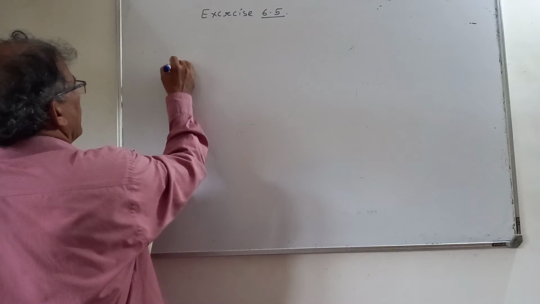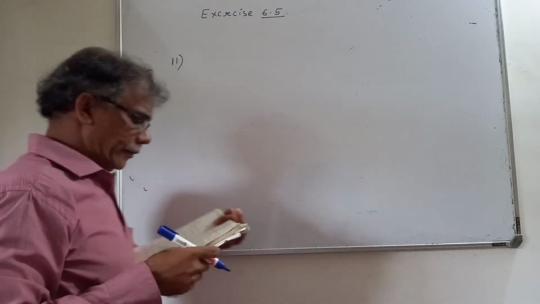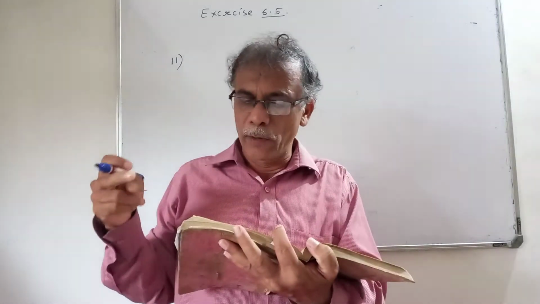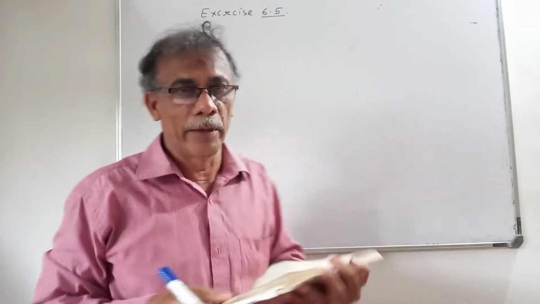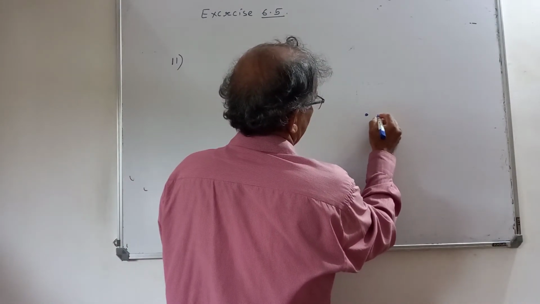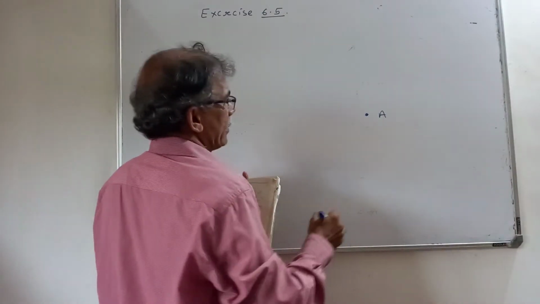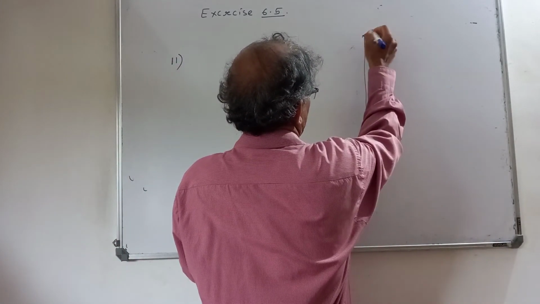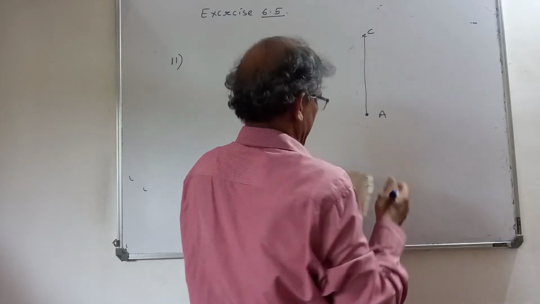Now see that 11th example. An aeroplane leaves an airport and flies due north at a speed of 100 km per hour. So from here, the aeroplane starts from point A. It starts north, so it will go in this direction, and say it reaches somewhere at point C, isn't it?